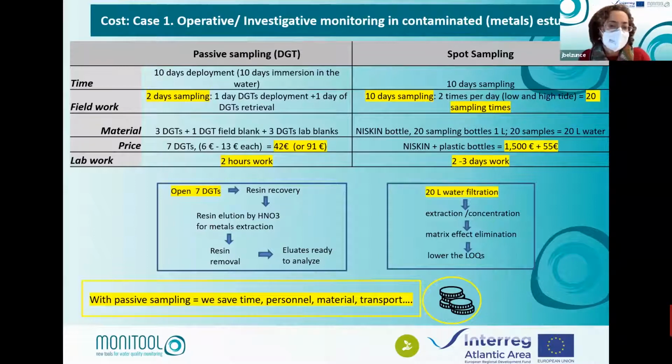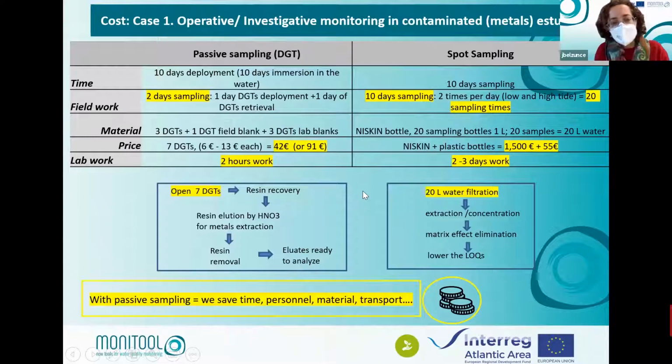Regarding material, at least we need 3 DGTs to deploy and 1 DGT for field blank, and later at the lab we need 3 DGTs for lab blanks. In the case of the spot sampling, we need a Niskin bottle, a specific one for trace metal studies, Teflon recover, and 20 sampling bottles, 1 liter. We need to manipulate 20 liters of water.